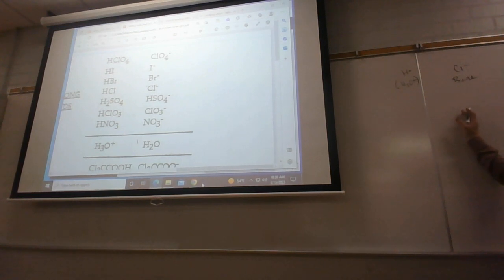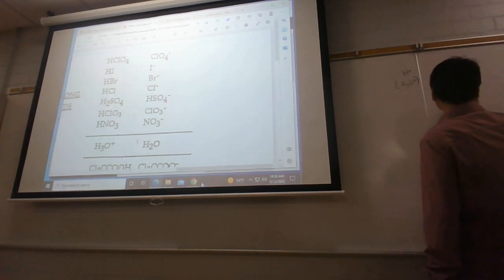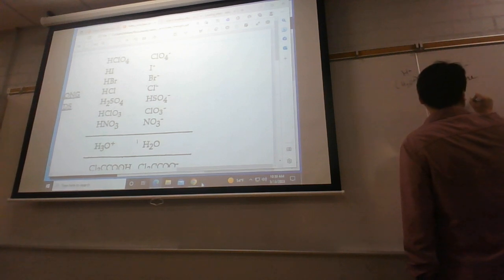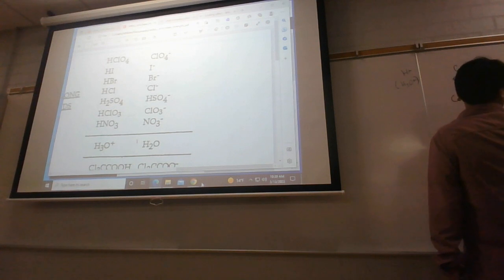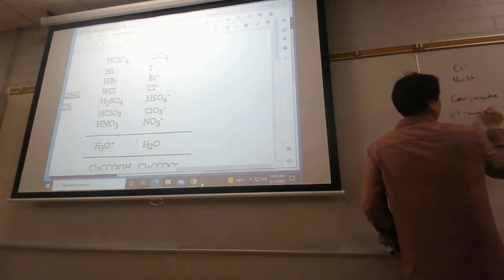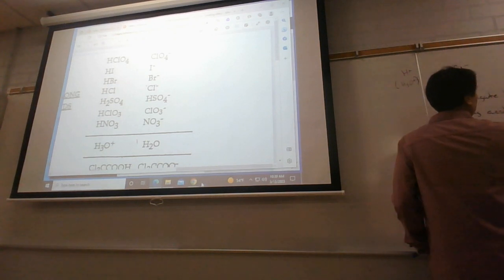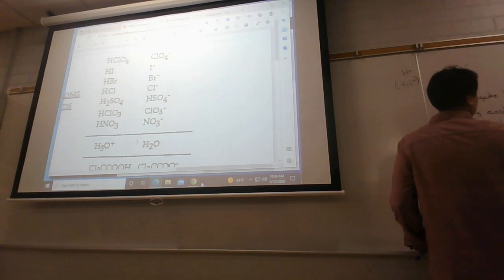There are different rules that people memorize. The rule in our book, in chapter 14 or something, says this: the conjugate bases of the strong acids are too weak to be basic in water.